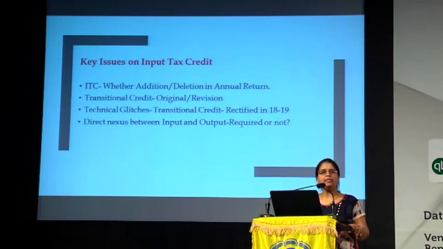Then the next aspect is transitional credit. I think last year we were struggling to file transitional credit during this period actually, because it was September, then they extended up to December. So when we were filing this transitional credit, as it was a new law, we all filed transitional credit with certain corrections, with certain wrong entries, with certain correct entries.